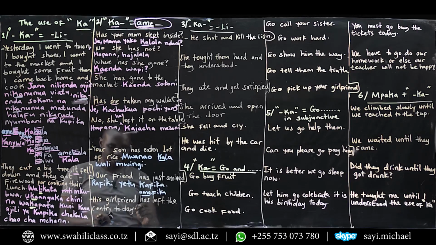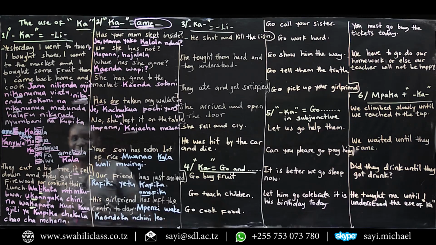His girlfriend has left the country today. Oh, pole. So you say, mpenzi wake ameondoka. Instead of ameondoka, I'll say, mpenzi wake kaondoka nchini leo. You see? Unaelewa? Ninatumaini unaelewa.